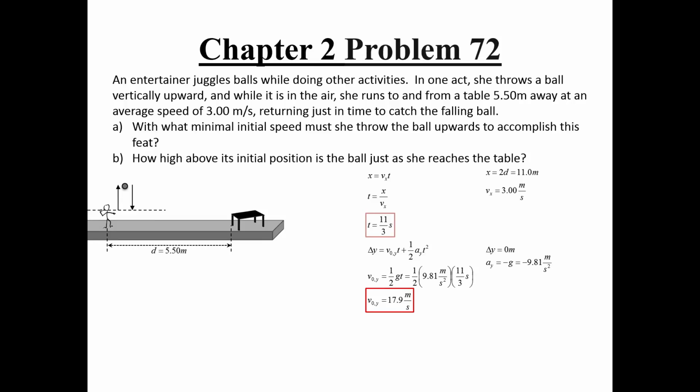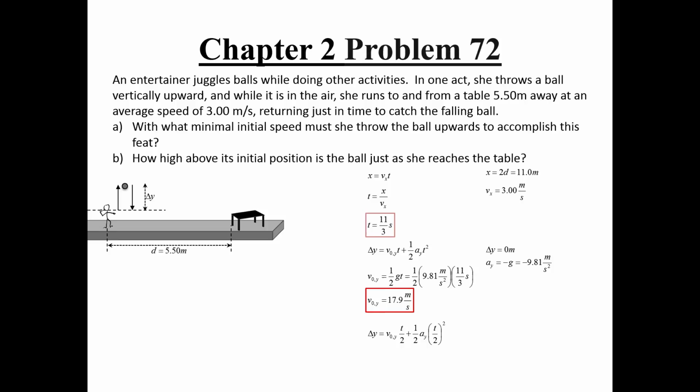To find the height of the ball above its initial release point when the juggler reaches the table, we can use the exact equation as before, but with slight variable changes. When the juggler reaches the table, the ball will be at its maximum height, causing delta y to no longer be 0. Instead, it's the variable we want to solve for.